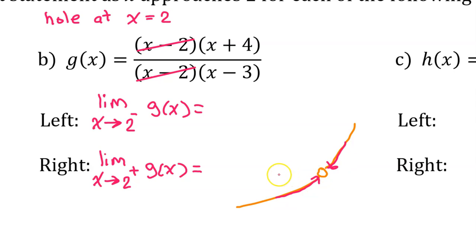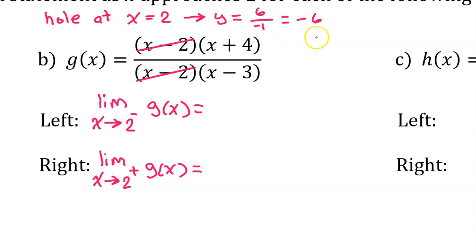And that constant will simply be the y value of that hole. We know the x value of the hole is 2. To get the y value, simply plug the x value into the function, or at least what's left of it after you cancel out the x minus 2. So if we plug in 2 here and here, we're going to get 2 plus 4, which is 6, and then 2 minus 3, which is negative 1. So that y value is negative 6. And that is the limit from the left and the limit from the right.